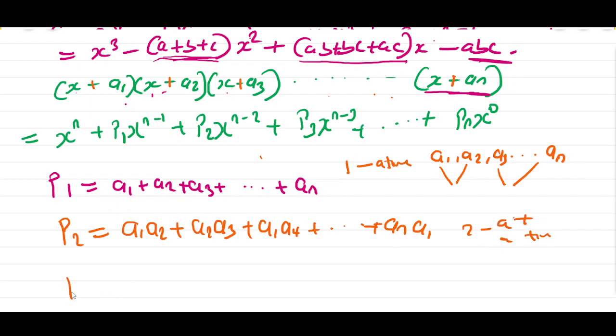What about the P3? P3 is gotten from taking x to the n minus 3. So we have n minus 3 brackets. Remaining 3, it will remain 3 brackets. So the remaining 3 brackets, we multiply them together. The terms in the brackets like a, b, a1, a2, a3 to form it. So we'll be having a1, a2, a3.